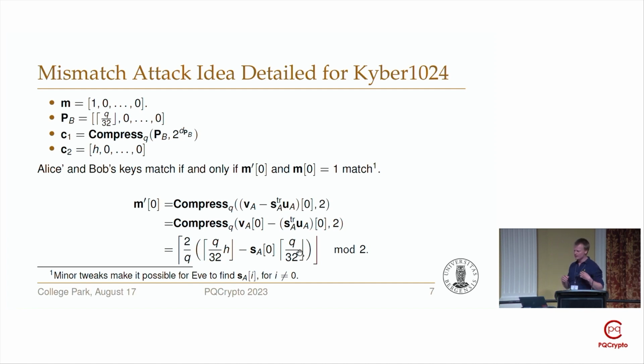The key thing to realize here is that we have a parameter h here and the value of the secret SA on position 0. So depending on SA of 0 and h, it will either be a 1, which means a match, or a 0, which means no match.